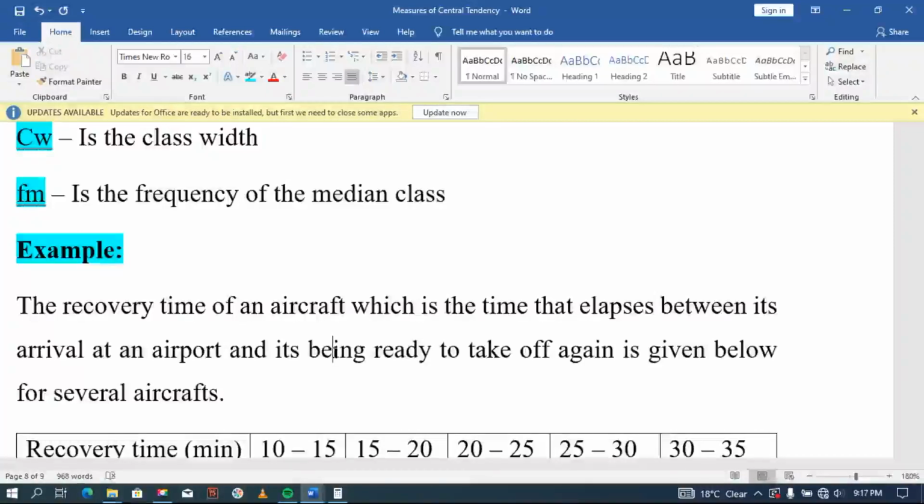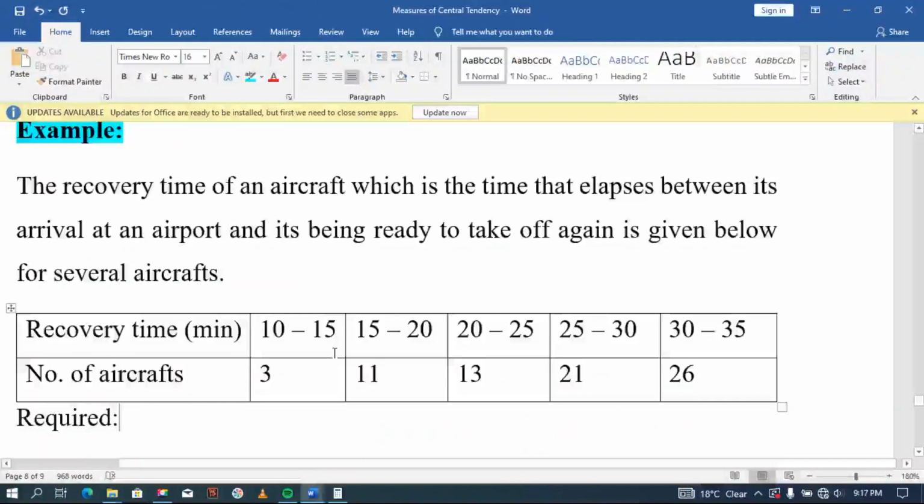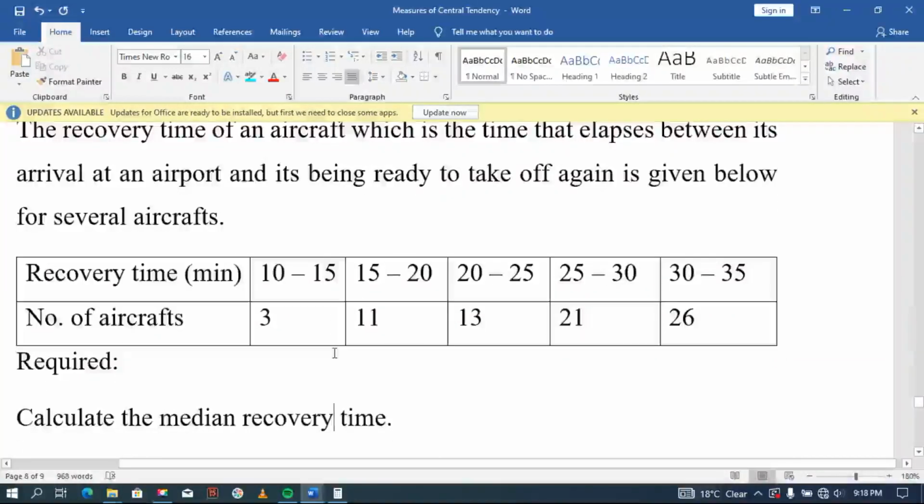So we have the recovery time, that is 10 to 15, 15 to 20, 20 to 25, 25 to 30, and then 30 to 35. The frequencies, or the number of aircrafts that can arrive and get ready to take off again within those time intervals, are given as 3, 11, 13, 21, and 26 aircrafts. So the question is, calculate the median recovery time.